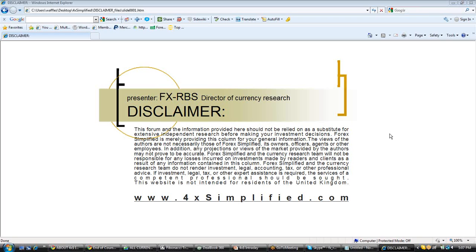ForexSimplified.com. Tonight we will be talking about converging patterns from multiple time frames. This is a good technique where we can find strong support and resistance levels coming from a higher time frame, and based on this support or resistance area we can search for better trading opportunities on a smaller time frame, so we can fine-tune the entry and use a smaller stop.